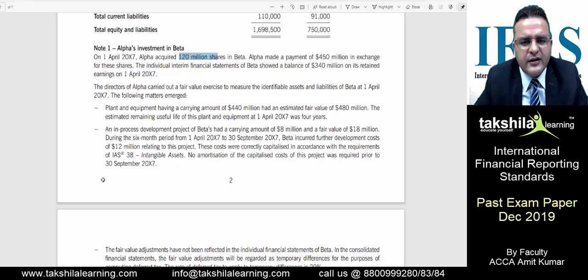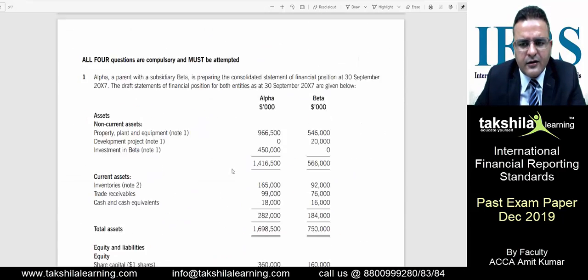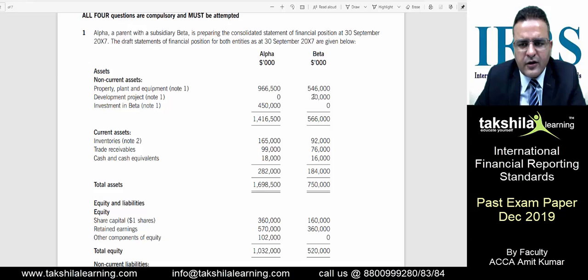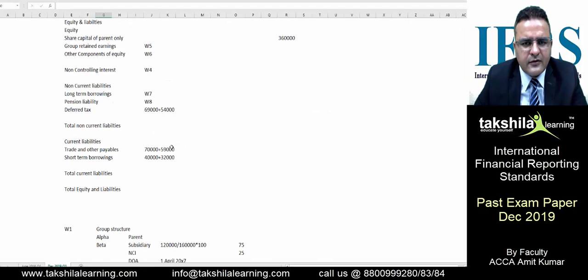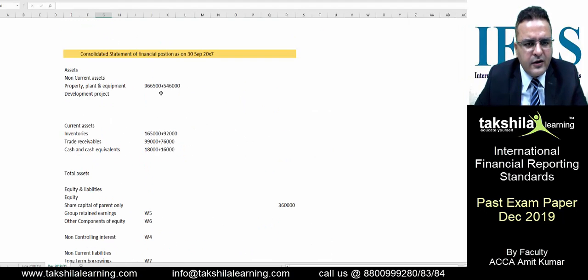So according to Beta's process, they had a carrying amount of 8 million. They further incurred 12 million. They have already recorded 20 million. If you notice here, development project, they have recorded 20 million. 20 million is already included as part of Beta's balance sheet, which I must also have included 20,000.